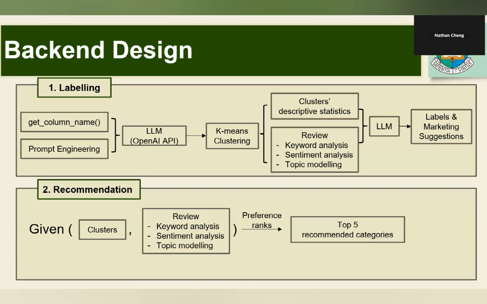For the backend design, it is split into two parts, namely labeling and recommendation. For the labeling part, we will get all the column names from the accessing database, and then we will write the prompt, that is prompt engineering, for the LLM model to select the suitable features for the k-means clustering. After we get the suitable features for the k-means clustering, we will send them to the algorithm to perform the clustering. After running it, we will get the clustering result.